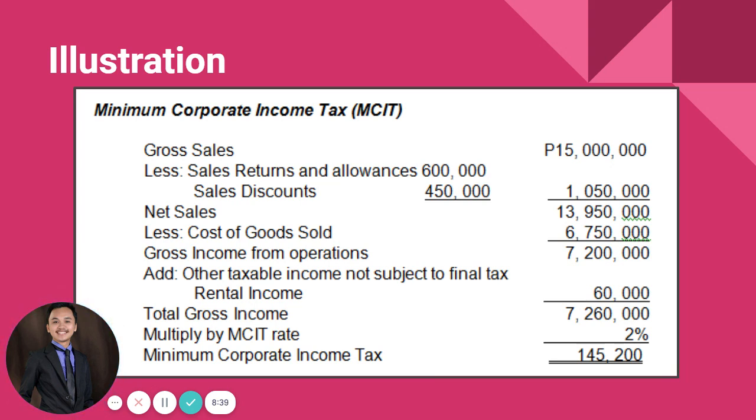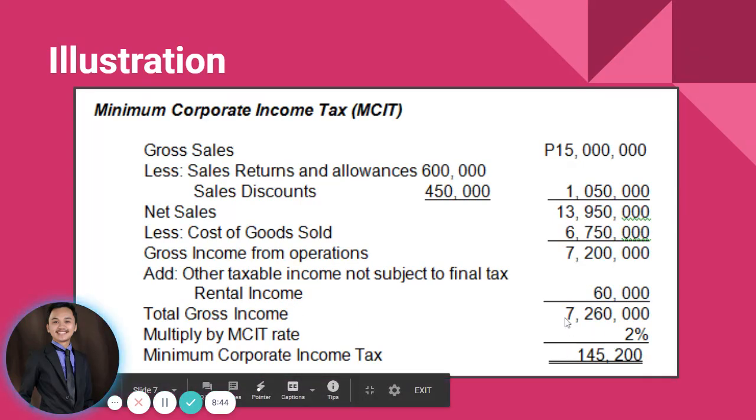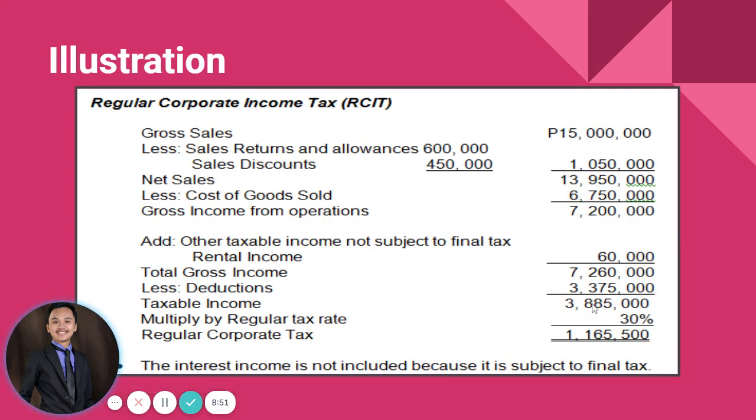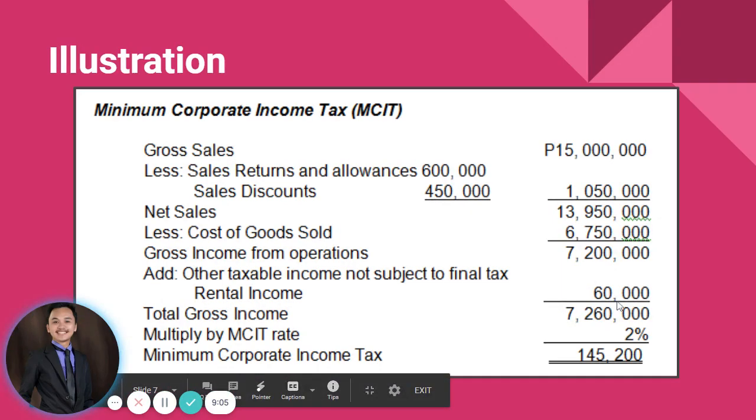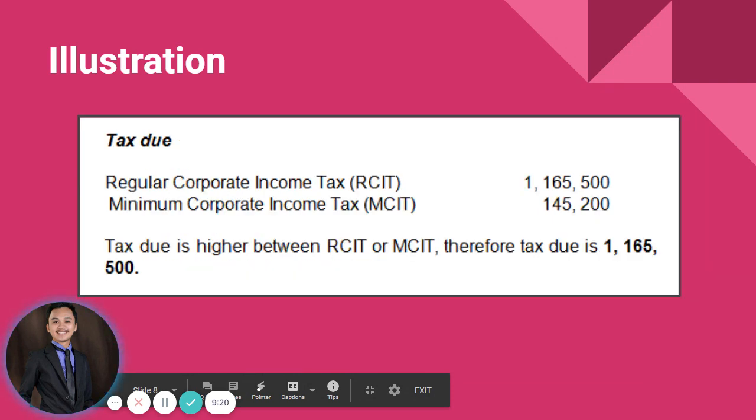So MCIT is your gross income times 2%. So the total gross income here, guys, is 7,260,000. So that is also the exact gross income we computed earlier, the 7,260,000 that we will be using in computing our total gross income here in MCIT. So 7,260,000 times 2% to compute for our MCIT. So that means our MCIT will be 145,200.